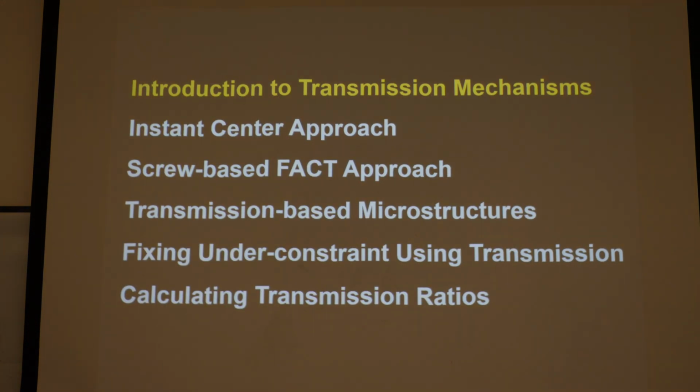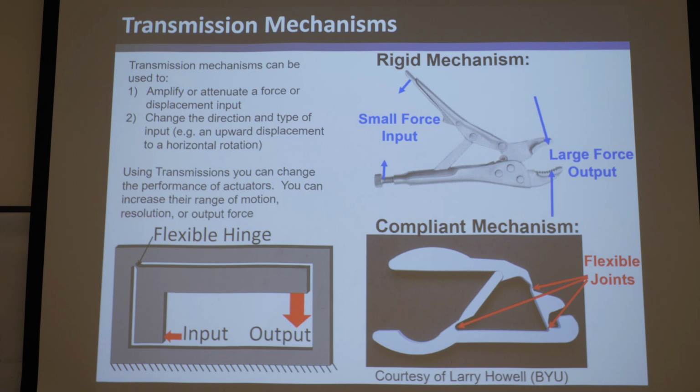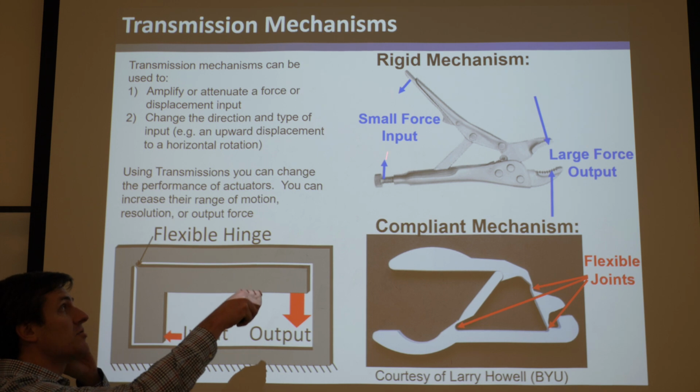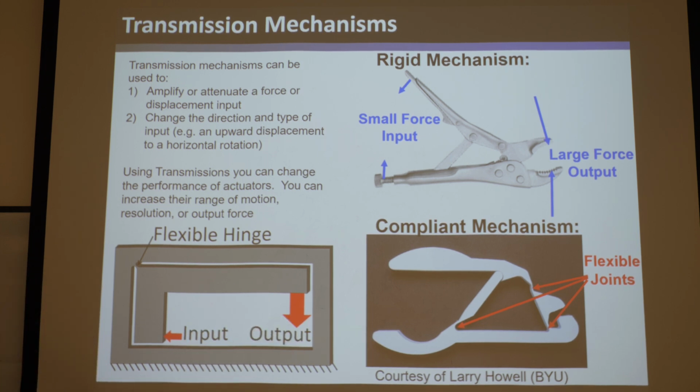Okay, so this one's about transmissions. So what are transmissions? Transmission mechanisms are mechanisms, kind of like this vice grip, that are designed to increase forces or displacements and put them at different locations and different orientations. So they really do two things. They amplify or attenuate a force or displacement, just like these vice grips: you clamp down with a small force, it gets a huge force out here, a huge displacement here, a small displacement here. Here's, of course, the compliant version. We've seen this before. But the other thing is it changes the direction and type of input.